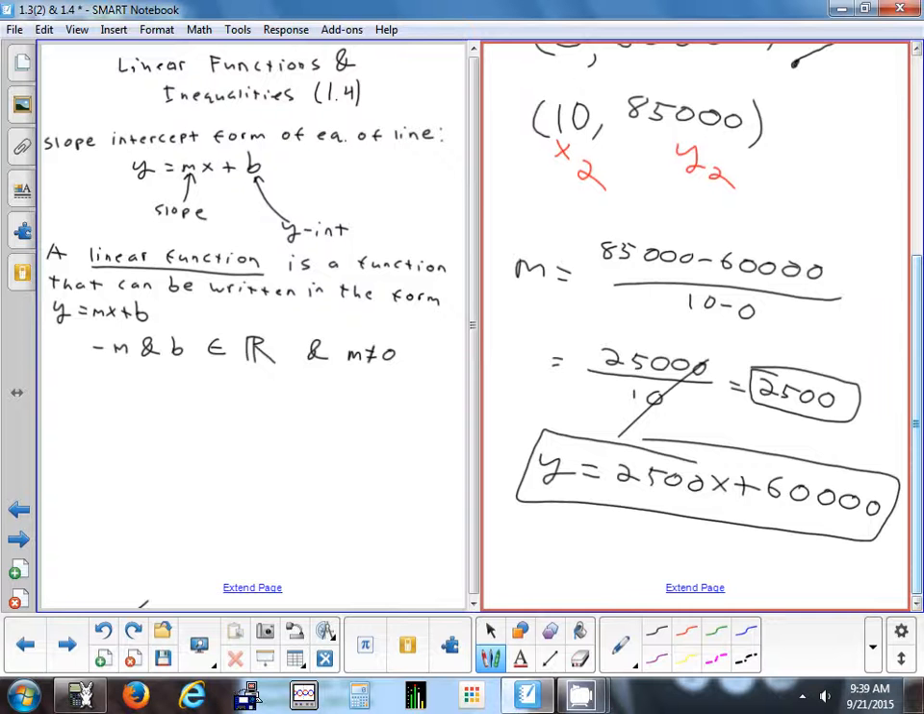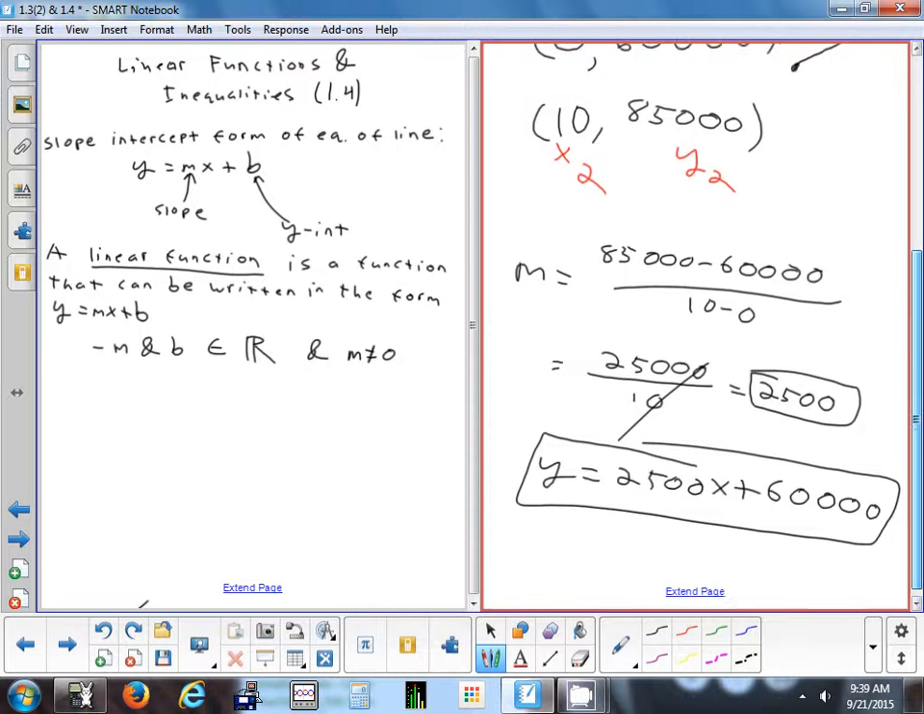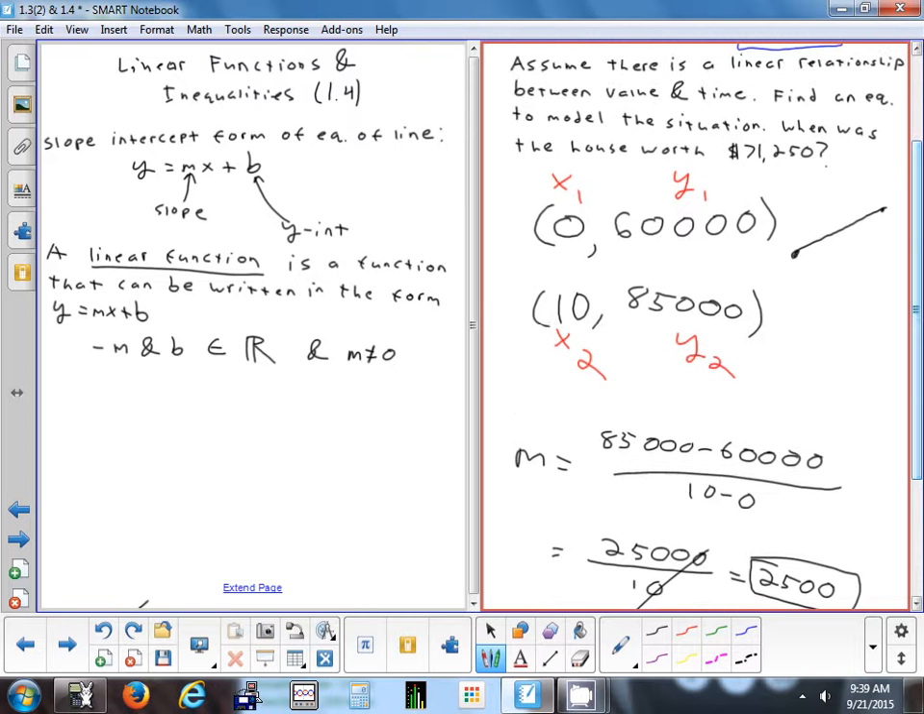Okay, so any question on that? Yeah? Is the y-intercept always the y1? If x is 0, then yes. If it's not 0, then no. I picked it to be 0 this time because I wanted a simple one. Yep, if you got a 0 here, then that would always be your y-intercept.